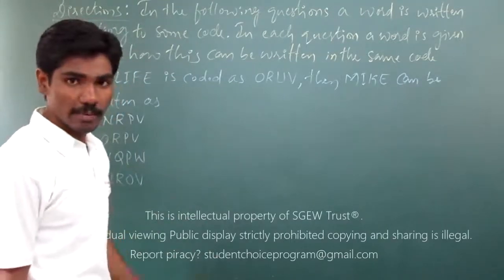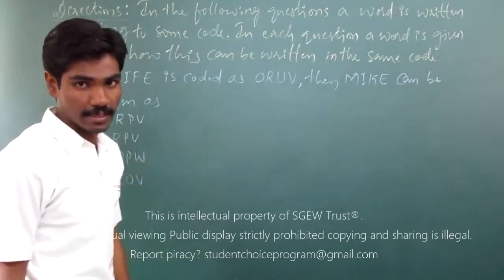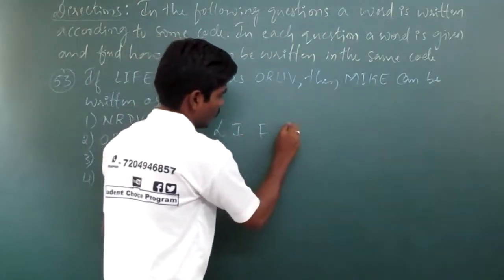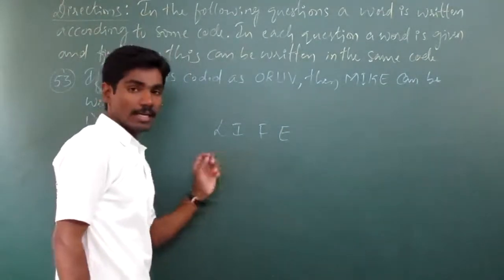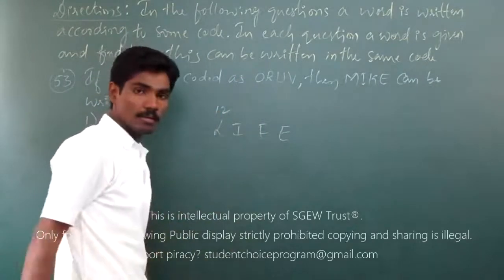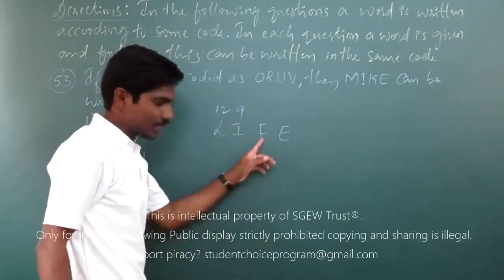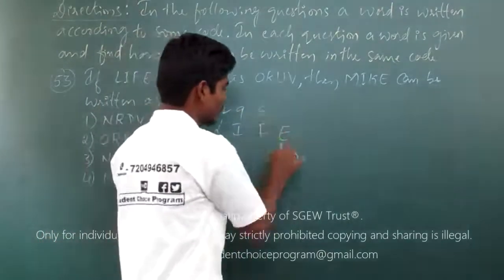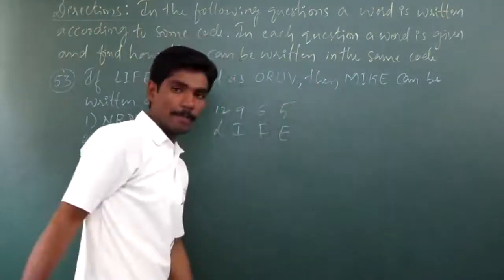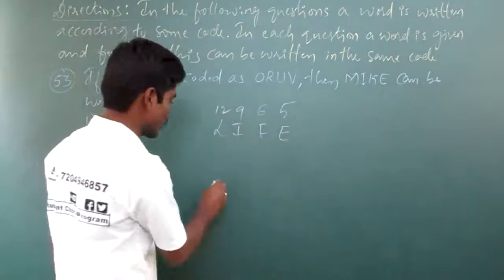See friends, whenever we come across the alphabet, what we need to do? First and foremost, let us write the positions of the letters. Consider first LIFE. Now what is the position of the letter L? Of course it is 12. What is the position of the letter I? It is 9. What is the position of the letter F? Yes, it is 6. And what is the position of the letter E? Of course it is 5. Now this LIFE is coded as ORUV.